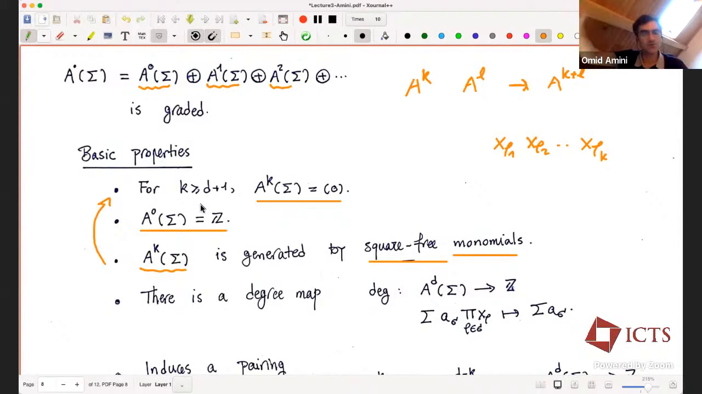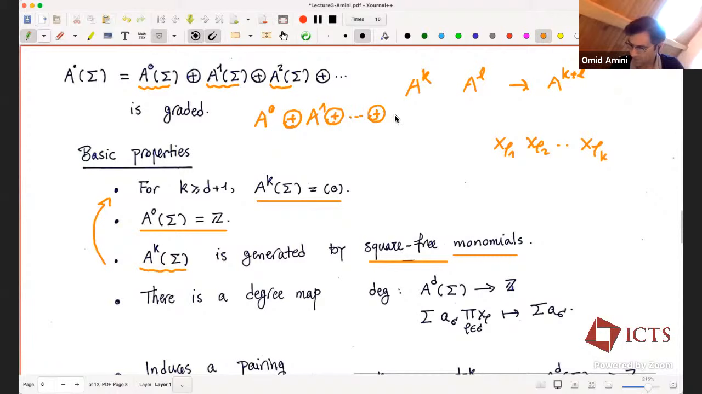So this implies that basically, if the fan sigma is d-dimensional, you just get A^0 plus A^1, and you can go up to the dimension. So in the previous example, we saw that we had a fan which was two-dimensional, and starting from degree 3, everything was trivial.